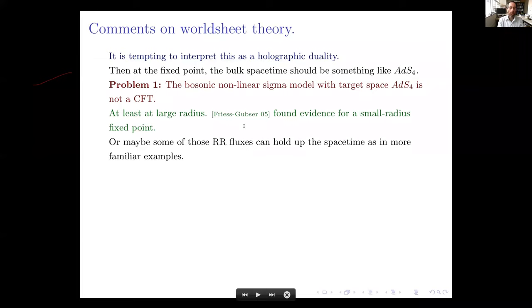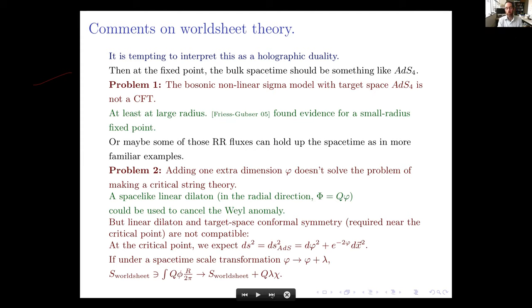Or maybe some of the Ramond fluxes that I just mentioned could stabilize the spacetime as in more familiar AdS examples. But a second problem is that adding a single extra dimension doesn't solve the problem of making it a critical string theory. And it might be nice to figure out how to saturate the conformal anomaly. It's tempting to add a space-like linear dilaton in that radial direction to cancel the Weyl anomaly. But a linear dilaton in that direction isn't so compatible with the target space conformal symmetry that motivated thinking about AdS4 in the first place. In particular, under a space-time scale transformation, we have to shift phi to cancel the scaling of these spatial coordinates. And the linear dilaton term on the worldsheet action would shift under that transformation if the dilaton is linear in this phi. This is supposed to be a curly phi.